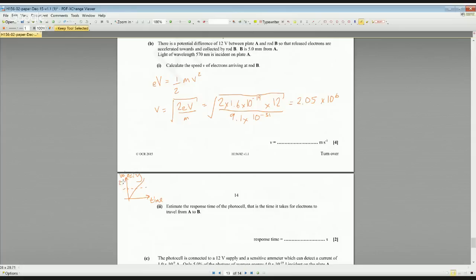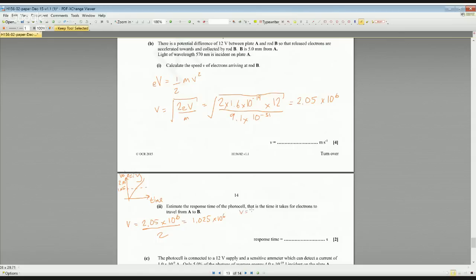So if the final velocity was 2.05 times 10 to the 6, half of that, 1.025, will give you the average velocity. As I say, you could potentially use SUVAT here as well. I think that would work as well. So the V is going to be equal to the final velocity, 2.05 times 10 to the 6, divided by 2, and gives us 1.025 times 10 to the 6.